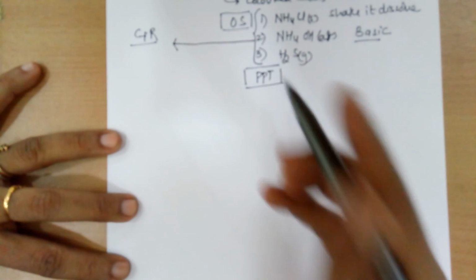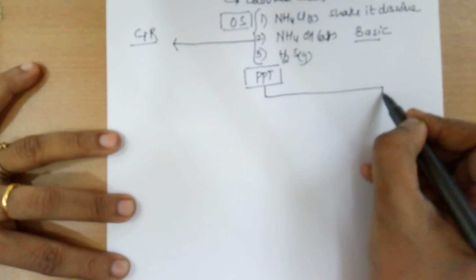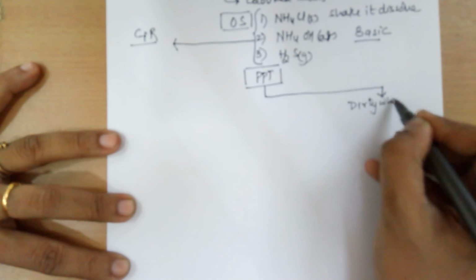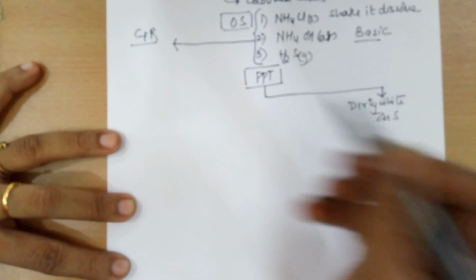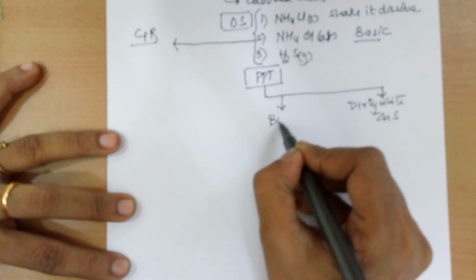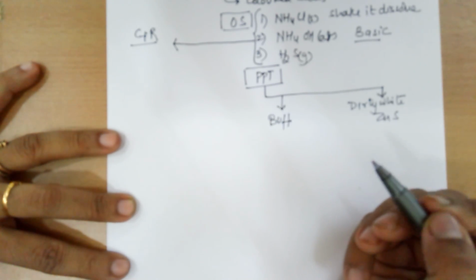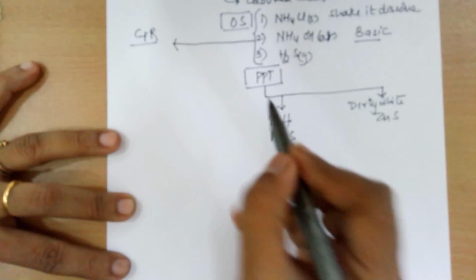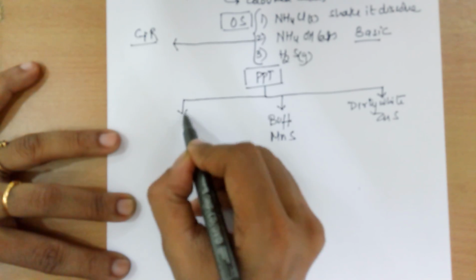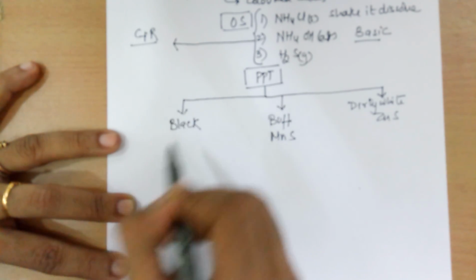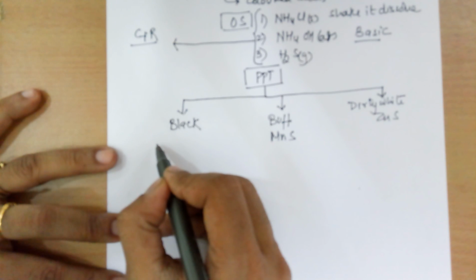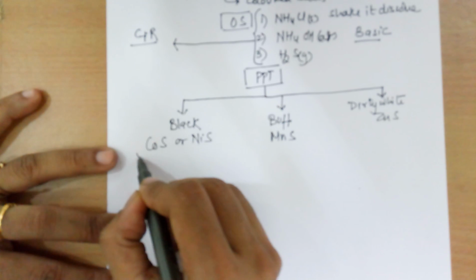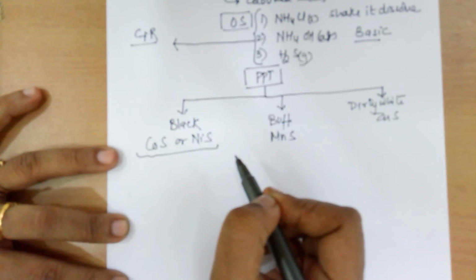The PPT that you get in this category are 3. One is a dirty white, which is zinc sulfide. Second is a buff PPT, which is pinkish peach in color, due to the formation of MnS, manganese sulfide. And third is a black PPT, which could be due to cobalt sulfide or nickel sulfide. These two are not identifiable at this stage.